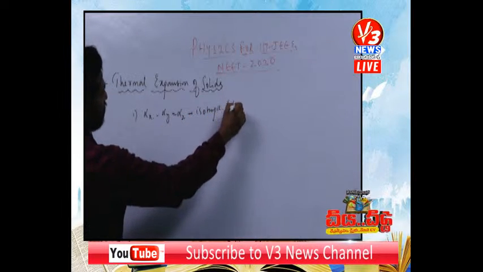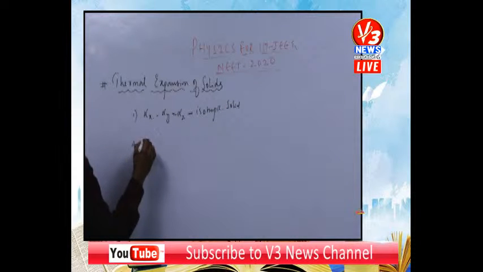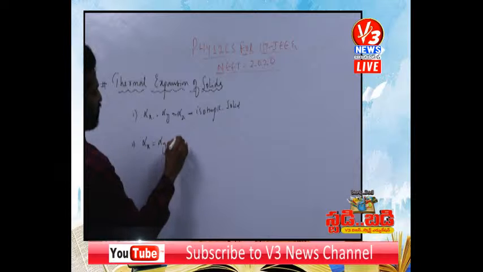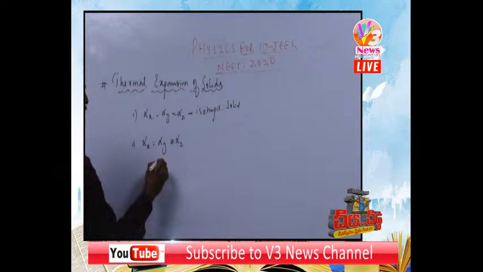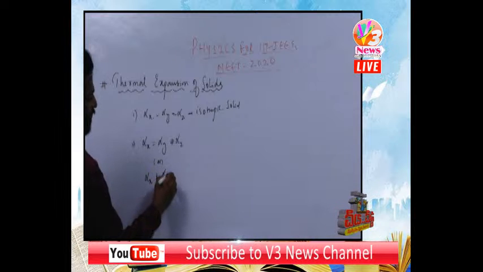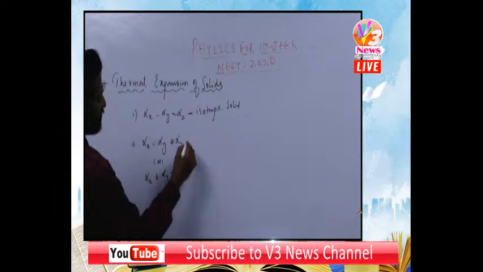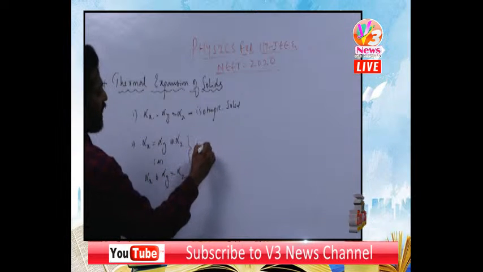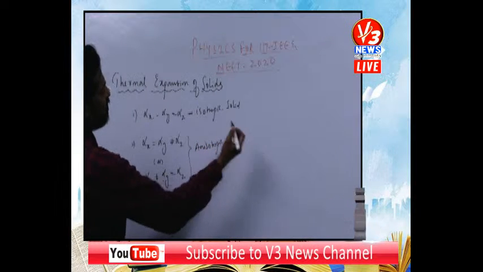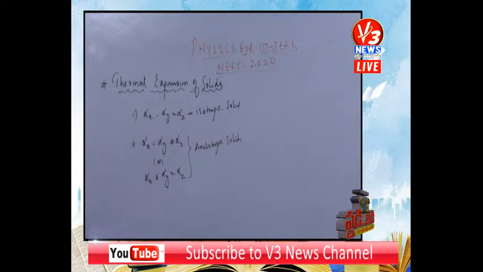In the same way, if alpha x is equal to alpha y and alpha y is not equal to alpha z, or else if I am writing the relation alpha x is not equal to alpha y, but alpha y is equal to alpha z, they are called anisotropic solids.